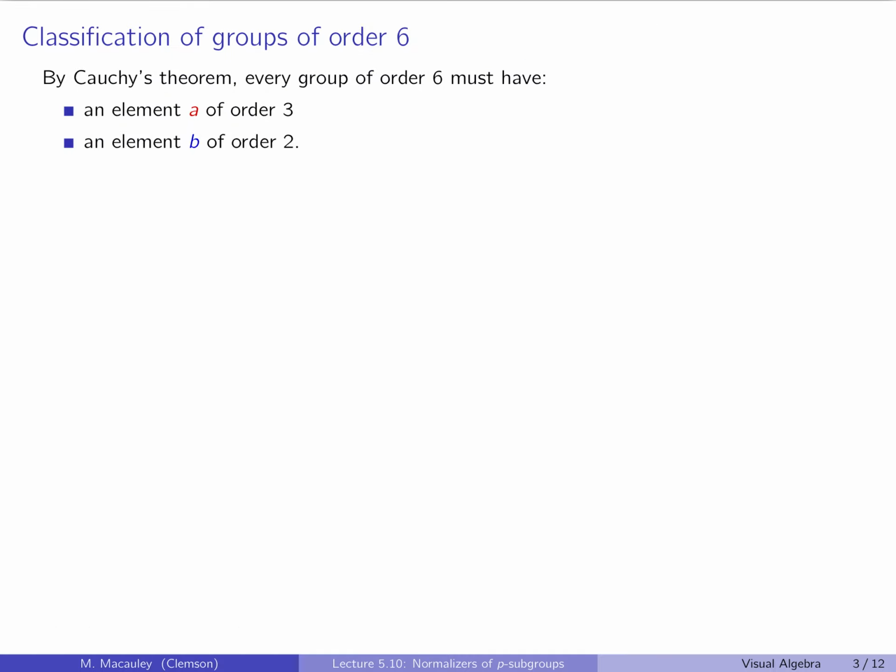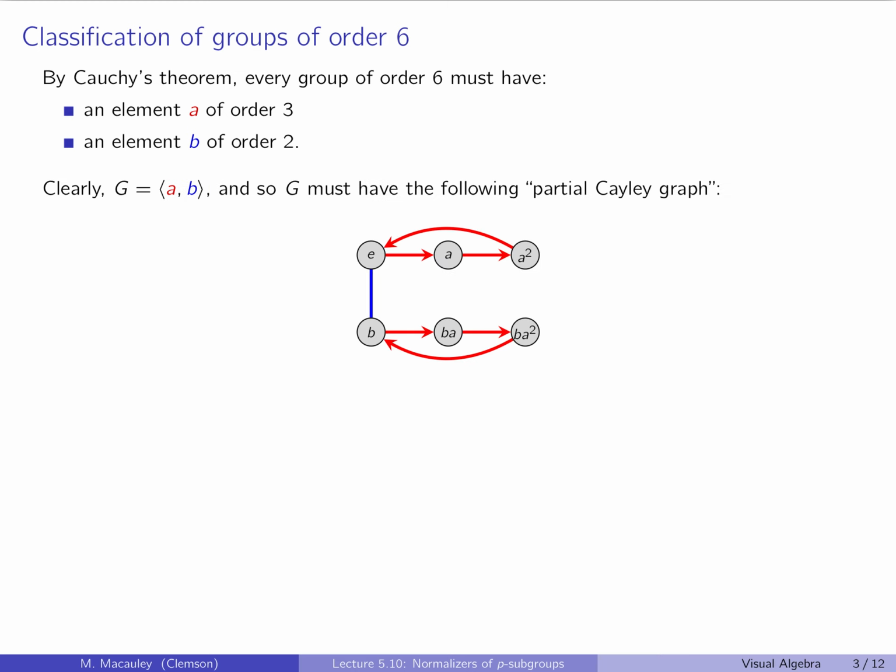Let's make a quick side comment. By Cauchy's theorem, every group of order 6 must have an element A of order 3 and an element B of order 2. These elements must generate the entire group. You see why? Because A generates an index 2 subgroup and B is not in that.